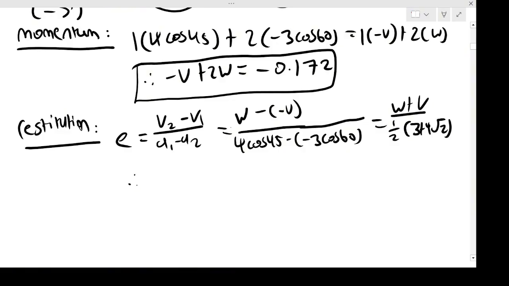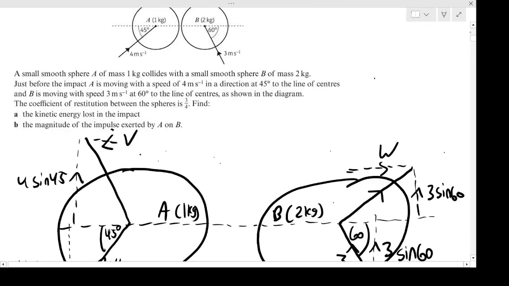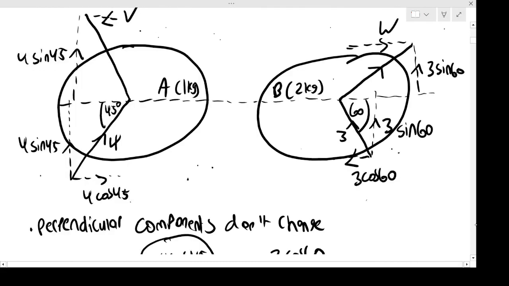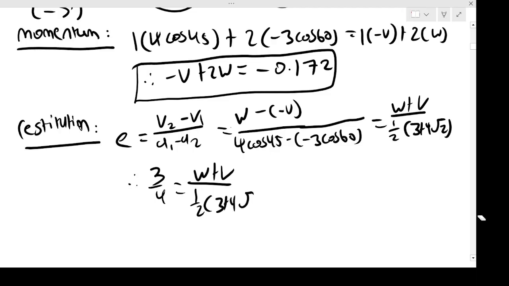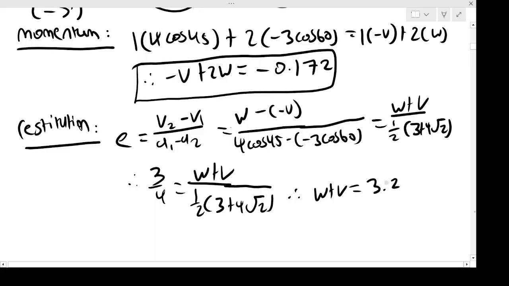And there we are. So E, now we're told E in the question, the coefficient of restitution, is 3 over 4. So that means this is equal to 3 over 4. So W plus V over this whole number here. And so therefore, if we times across, we get W plus V to be, as a decimal, 3.246. Okay, and that's my second equation there.